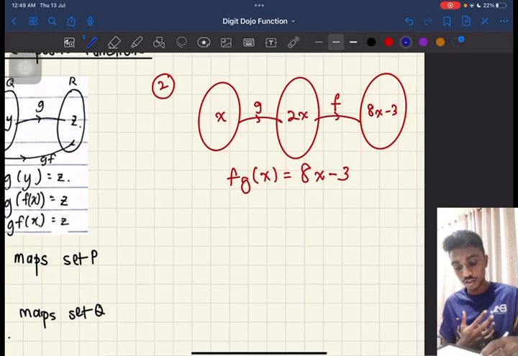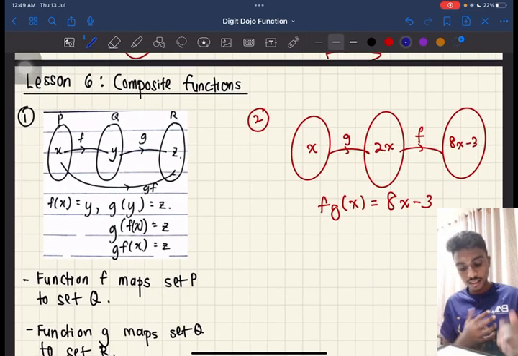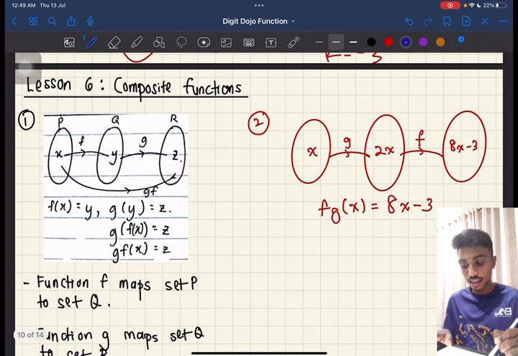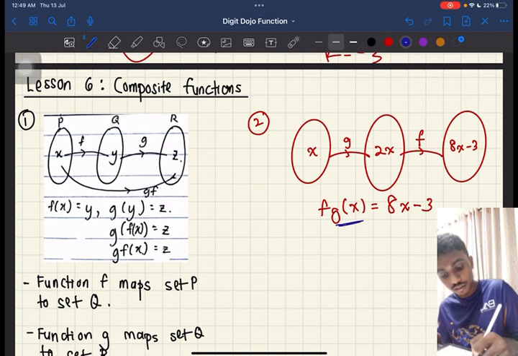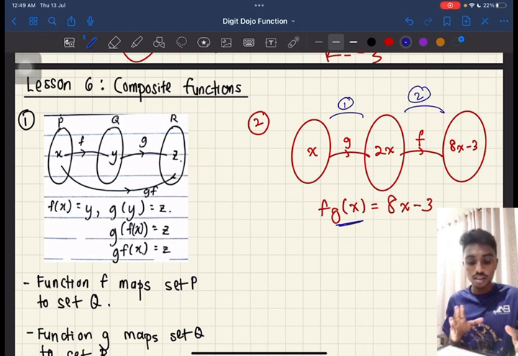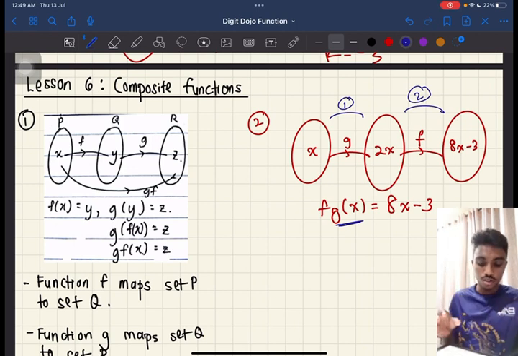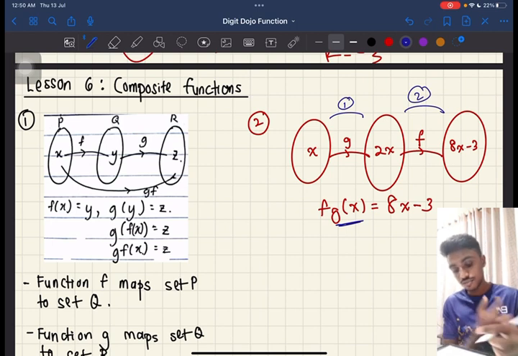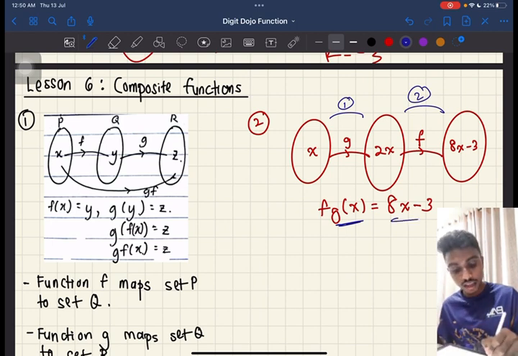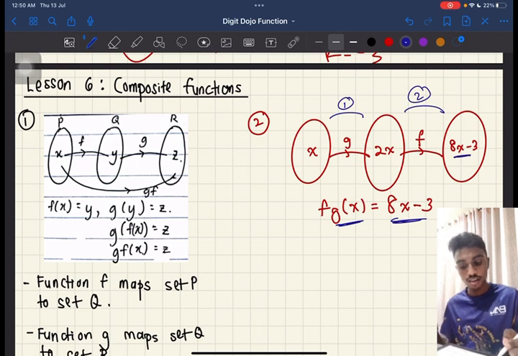So there's a question here. In this example number 2, fgx is 8x minus 3. fgx means gx comes first, and then only f. It's not actually according to the sequence, it's supposed to be g and then f, but in function notation we put fgx, which means gx first, then followed by the function f. It is actually 8x minus 3.